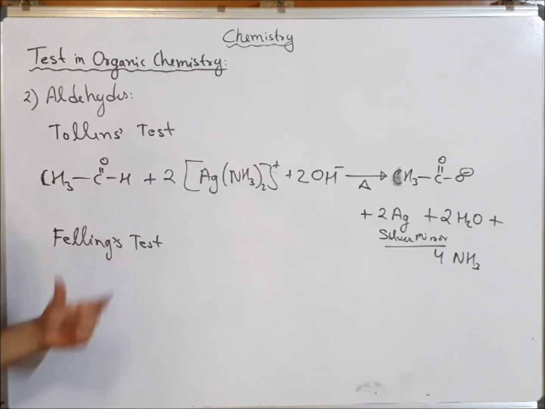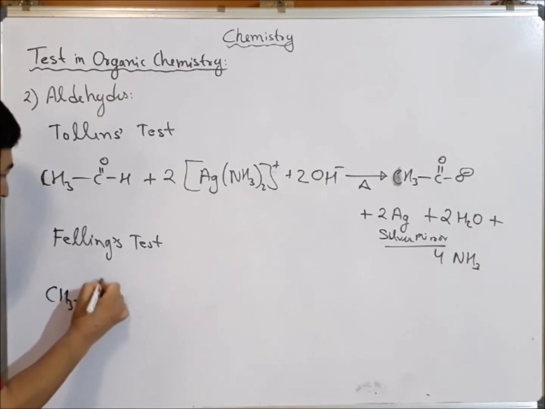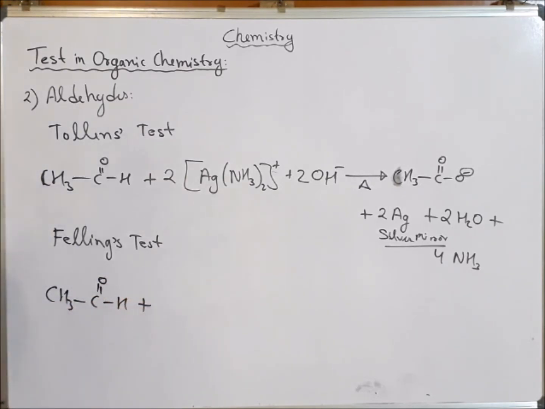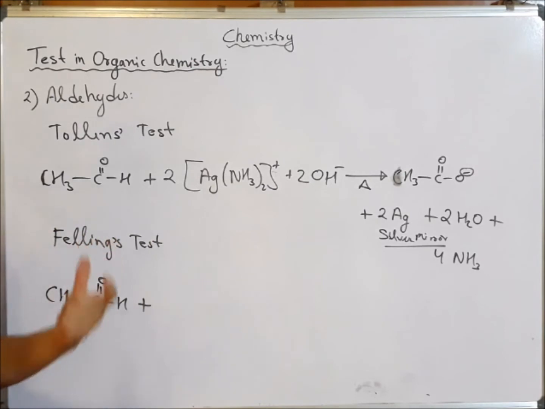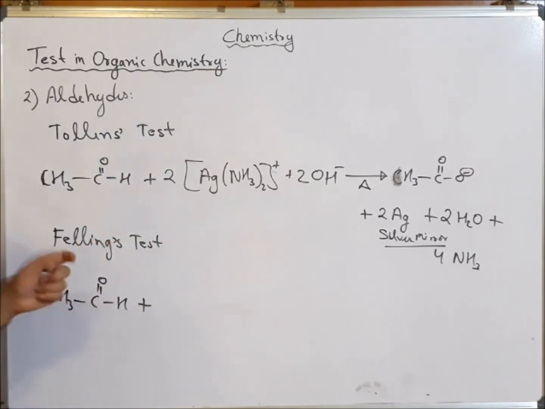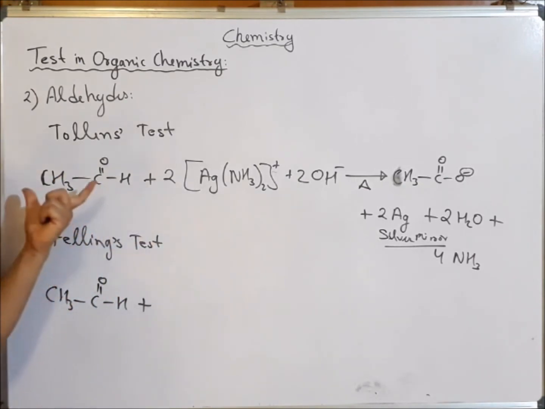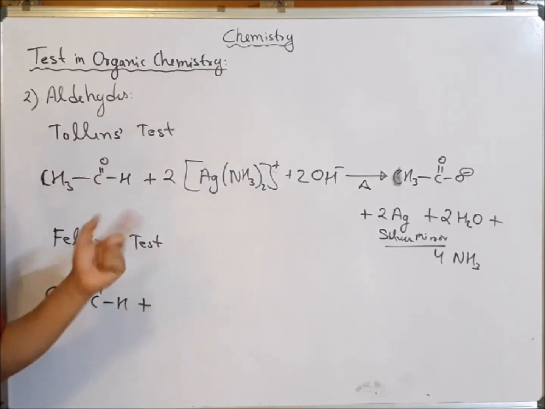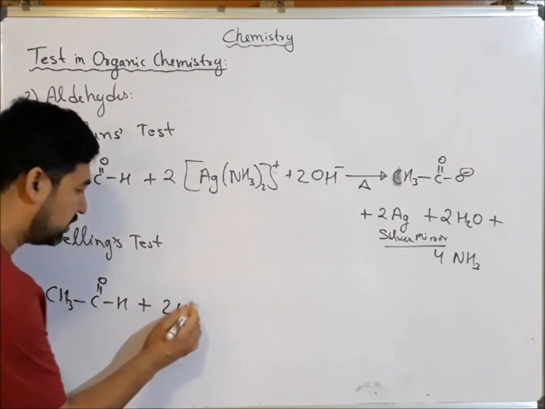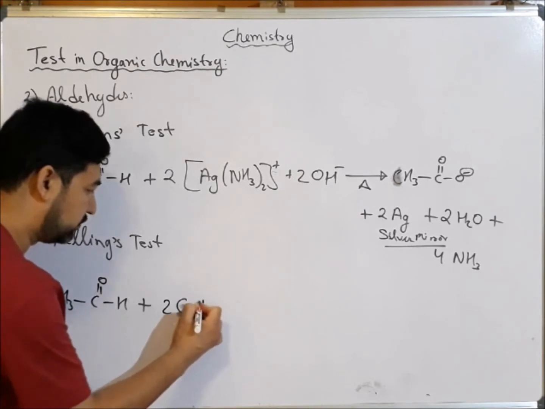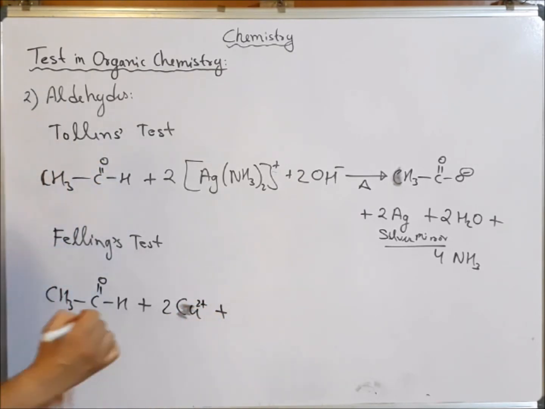Similarly, in the case of Fehling test, if we choose the same molecule, the Fehling reagent is aqueous copper sulfate, which we call Fehling A, and sodium potassium tartrate, which is Fehling B. We mix these two in equal amounts, then mix with our aldehyde. The reaction is this aldehyde plus 2 Cu2+ plus 5 OH negative.